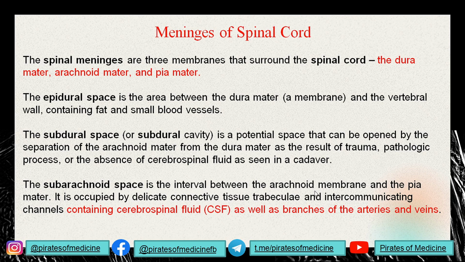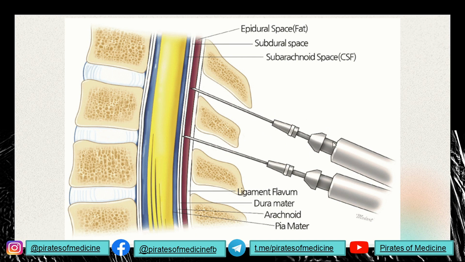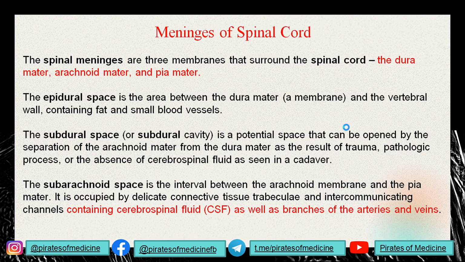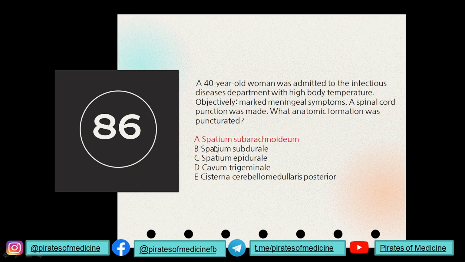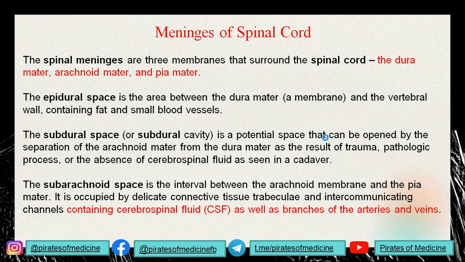But then we have the subarachnoid space between the arachnoid membrane and the pia mater. It is occupied by delicate connective tissue and interconnecting channels, and it contains the cerebrospinal fluid as well as the branches of the arteries and veins. So obviously, when a lumbar puncture is done, the subarachnoid space, which contains the CSF, must be penetrated. So the space which was punctured is the spatium subarachnoideum, the subarachnoid space, and this is why lumbar puncture is done, to reach the subarachnoid space and the CSF.